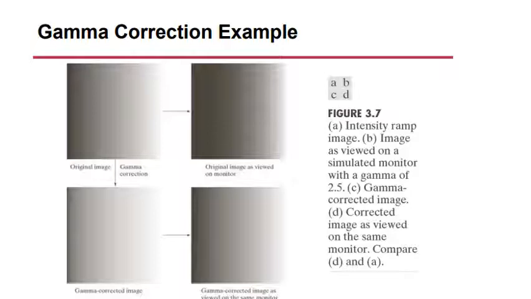Let us understand using a figure rather than the equation. Think of this as the original image. The original image as viewed on the monitor is like this. The below two are the gamma corrected images. I want you to browse a little more on this. What is this gamma corrected image? And I think we are already 33 minutes into the video.